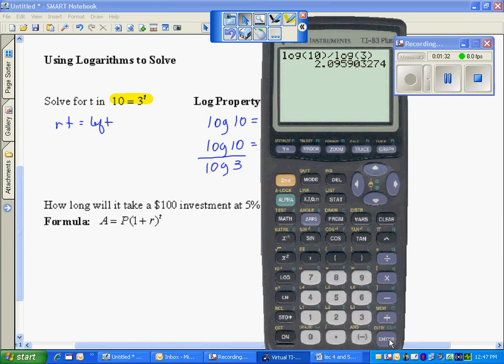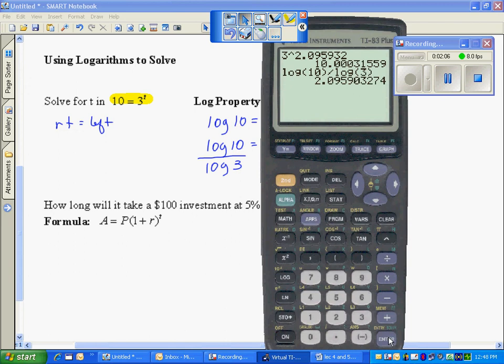So if I try this and take 3, raise it to the power of 2.0959032, etc., I should get very close to 10. Looks like I put an extra decimal in there. Should get really close to 10. And if I had not stopped my exponent, I would have gotten the exact value of 10. So once again, I plugged in log of 10 divided by log of 3, and that is the power.